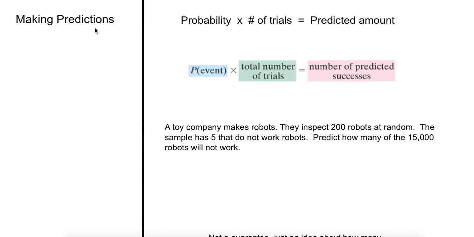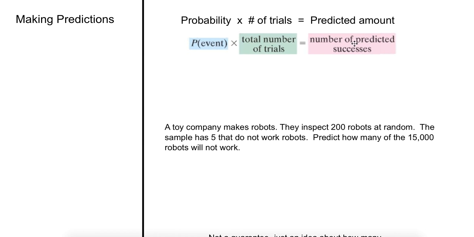So let's write making predictions. Here's what I want you to write. Probability times the number of trials you want to figure out, and that will get you a predicted amount. This is what it looks like in your textbook. Probability of an event times the number of trials you want to find out will equal the number of predicted successes. So let's look. If a toy company makes robots, they inspect 200 of them at random.